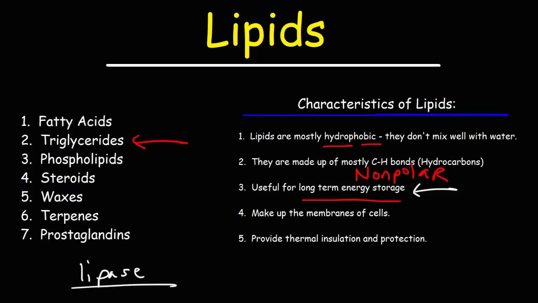Now, lipids also play a major role in the cellular membrane. In fact, the cell membrane is mostly made up of phospholipids. Now, lipids also provide thermal insulation and protection, so they're very useful in the winter when it gets cold. But now let's talk about each of these lipids one at a time. So let's begin with fatty acids.